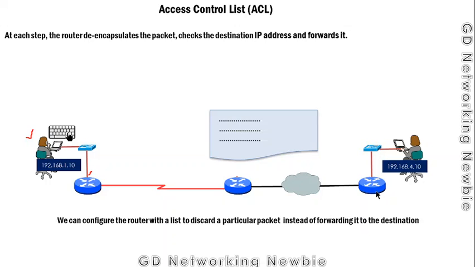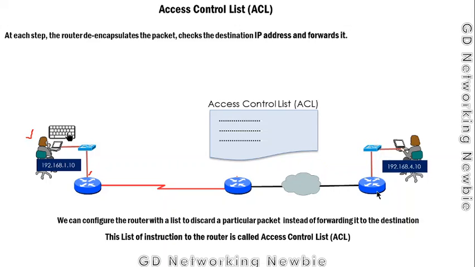Or maybe on the basis of the information in the header, maybe the IP address, it can also forward that packet or that frame to the next router. In this case, it is going to make a decision on the basis of the instructions we provided in the form of a list. Now, that list with instructions to the router is known as an access control list.